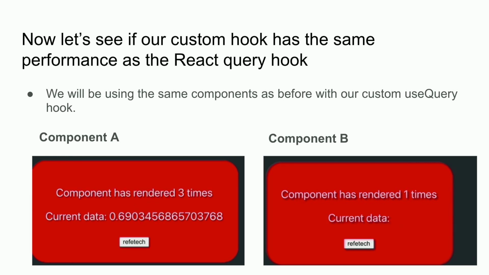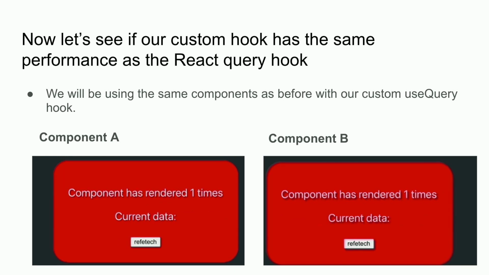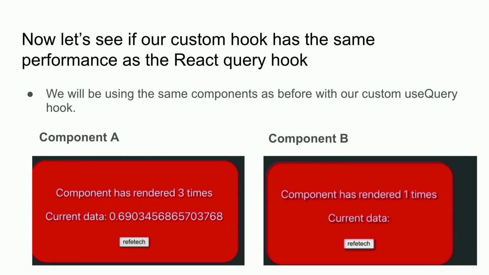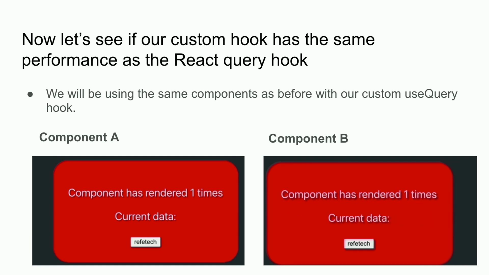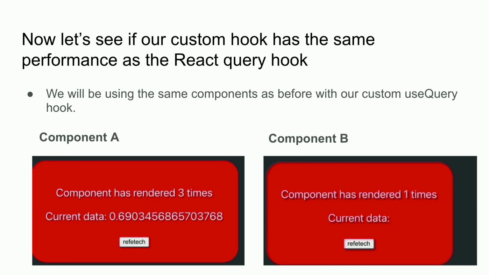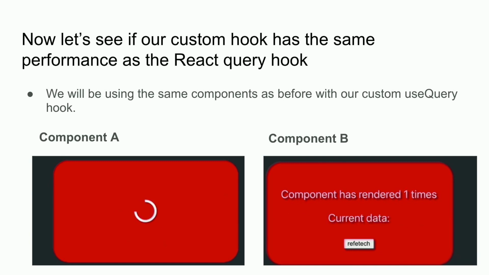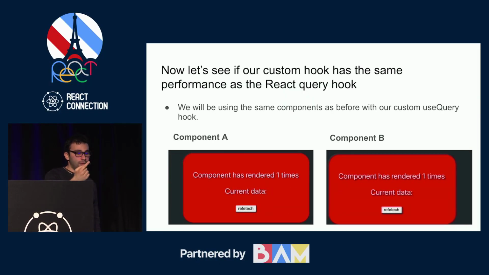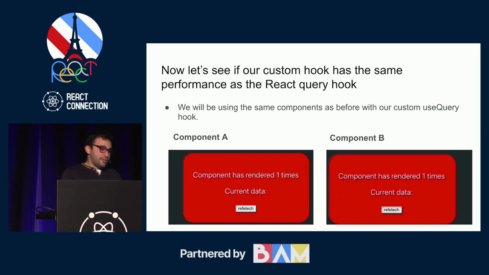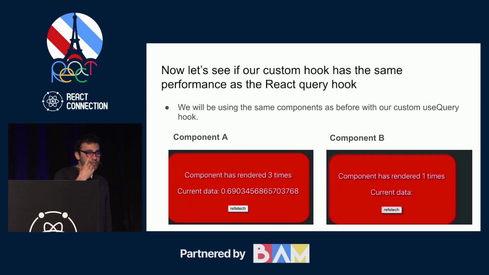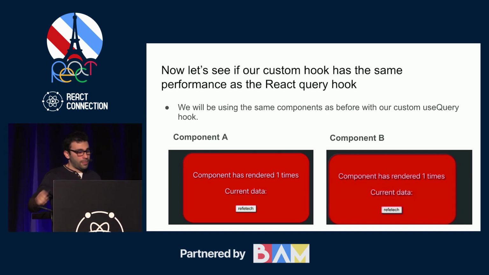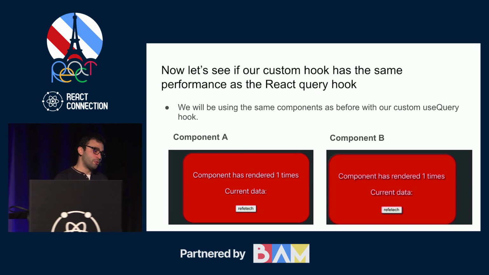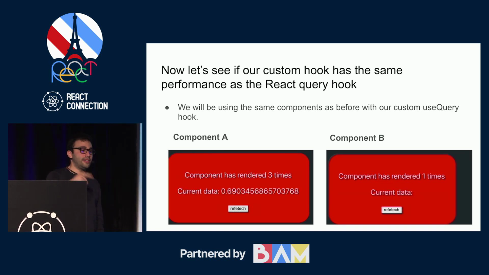Now if we replace the React Query useQuery hook with our custom React useQuery hook, we can see that component A will always re-render twice, but this time component B will also re-render twice, which is not good since in the case of component B, we just want to show the new data. We don't want to show a loader, and it would be better to re-render just once. So I hope this proves that React is not smart enough to detect if the state is used or not, to re-render or not.